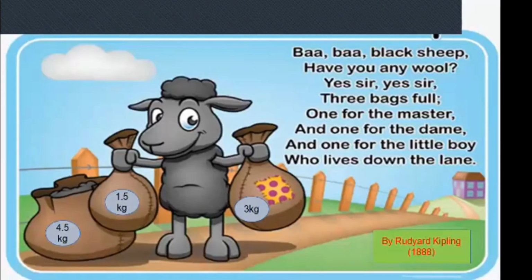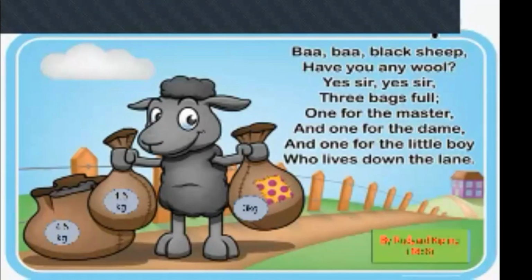Okay, so here you have a poem: Baa Baa Black Sheep, have you any wool? Yes sir, yes sir, three bags full. One for the master and one for the dame and one for the little boy who lives down the lane. Over here, teachers, I would like you to frame some questions from this poem. What all can you see in the poem, the phrases over here? Can I have some questions?